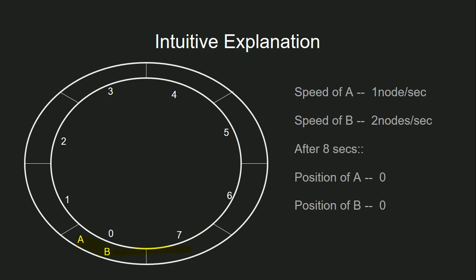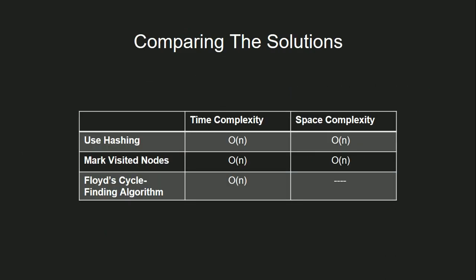So from this example, we can understand that if the speed of one racer is double that of the other racer, then they will definitely meet if there is a loop in the track. Now let's compare the solutions discussed. The first was the use of hashing. Here the time complexity for traversing the list was big O of n, and since we are storing the addresses of visited nodes, the space complexity is also big O of n.